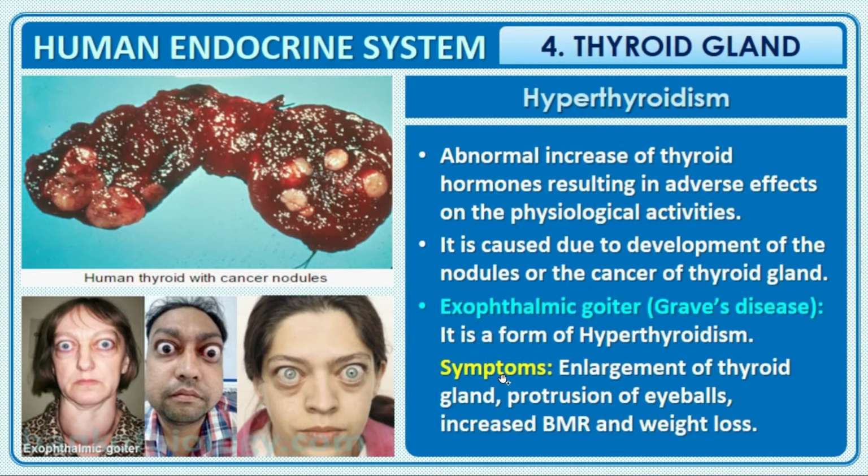Symptoms. What are the symptoms of exophthalmic goiter? Enlargement of thyroid gland, protrusion of eyeballs. See, we can see protrusion of eyeballs, increased basal metabolic rate and weight loss. To understand, overproduction of thyroxine causes exophthalmic goiter. Here we can see the enlargement of thyroid gland, protrusion of eyeballs, and increased basal metabolic rate and weight loss taking place.